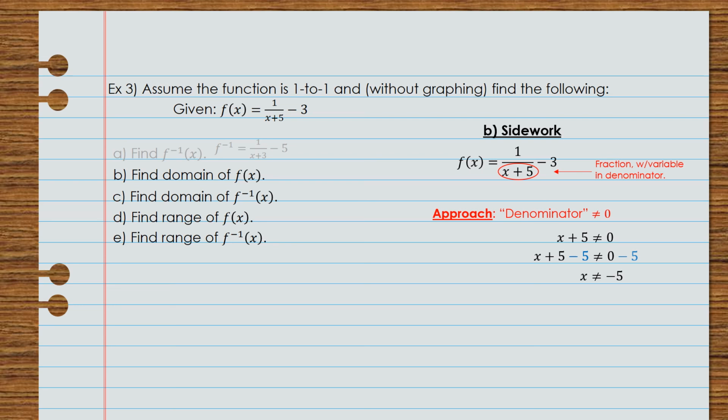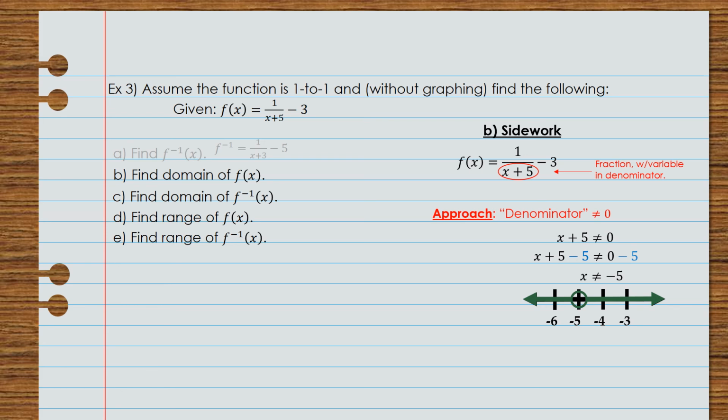Well, to better understand this and write the domain in interval notation, we need to draw a number line. And when we say x cannot equal negative 5, that means there is a hole or a gap or a missing value on the number line. But I can use all the numbers to the left of negative 5 and all the values to the right, just not negative 5.